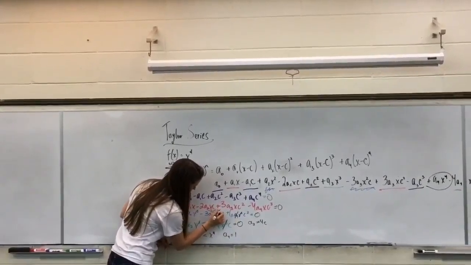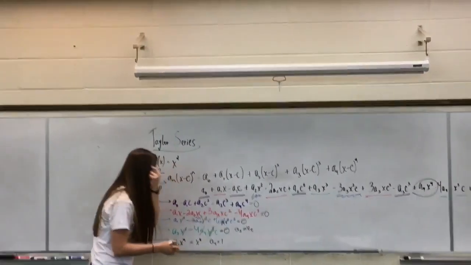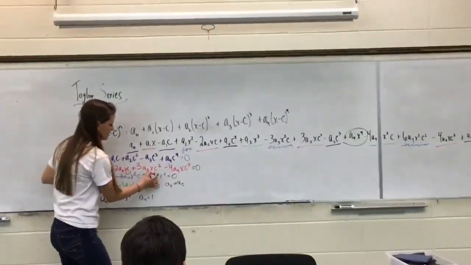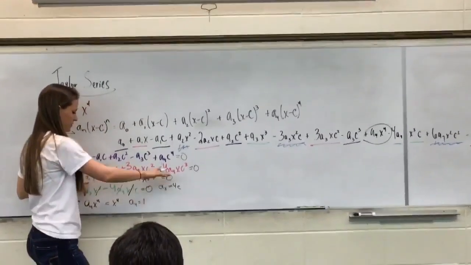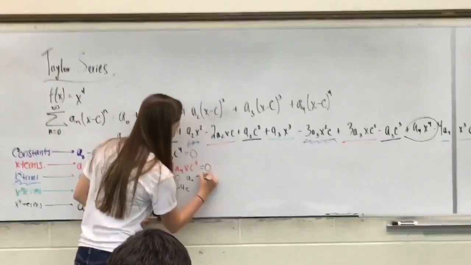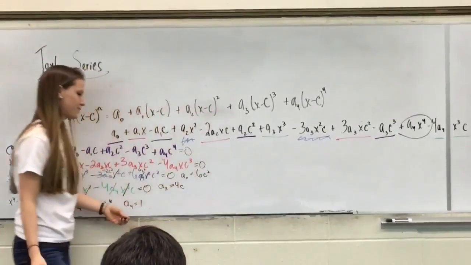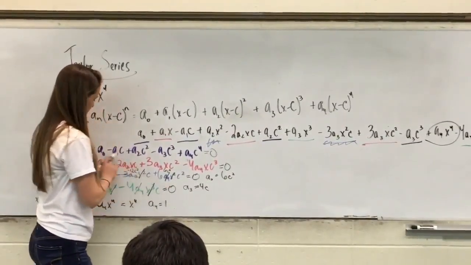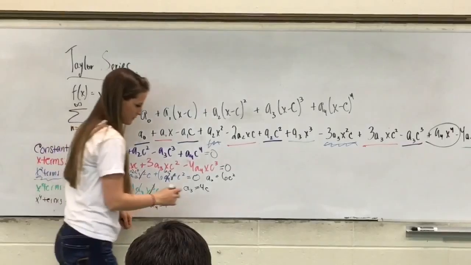c squared for that. And then you know that this is 6c squared. So when you pull this over to the other side, you know that a2 equals 6c squared. Okay, and keep going on until you finally get up to your a sub 0.